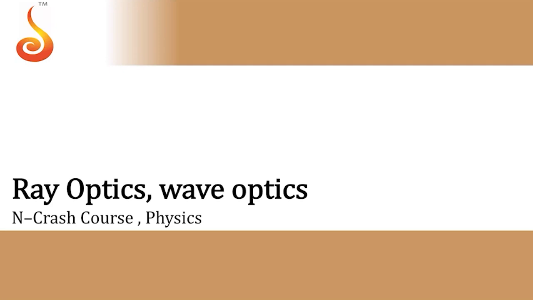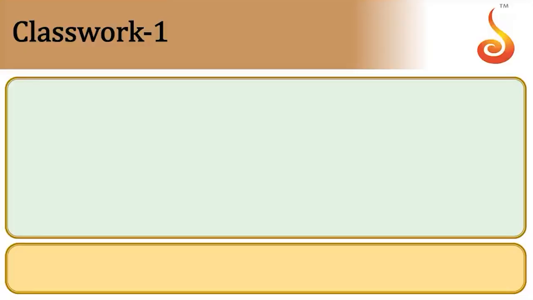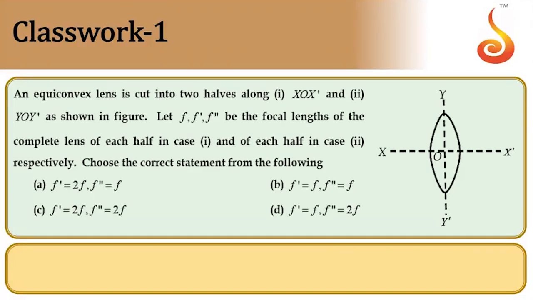Let's discuss numerical problems based on ray optics and wave optics. Question number 1. An equiconvex lens is cut into two halves along XOX' and YOY' as shown. Let f, f' and f'' be the focal lengths of the complete lens and each half in case 1, 2 and 3. Choose the correct statement from the following.